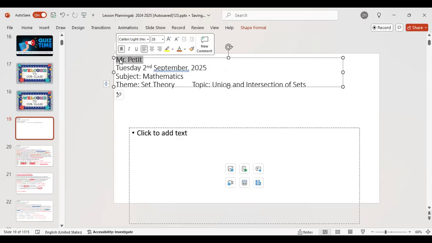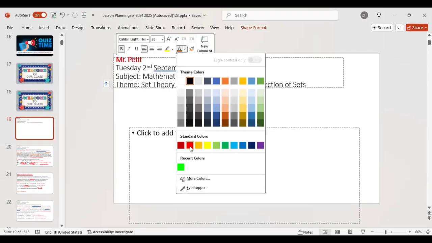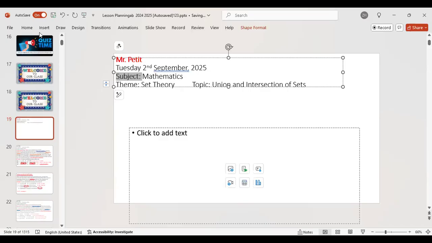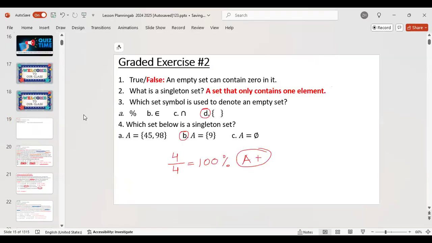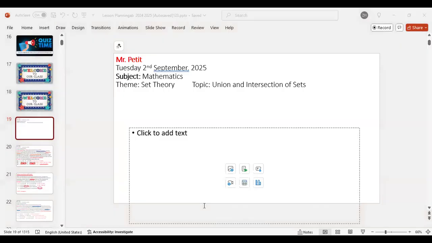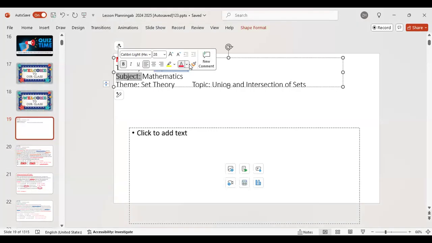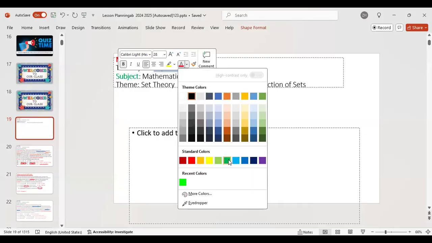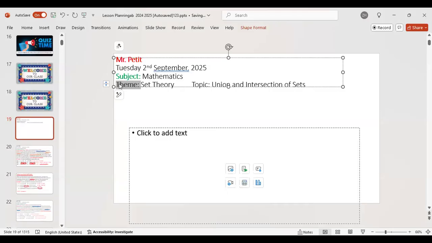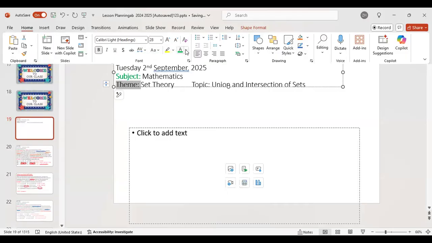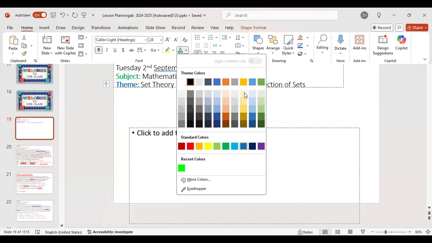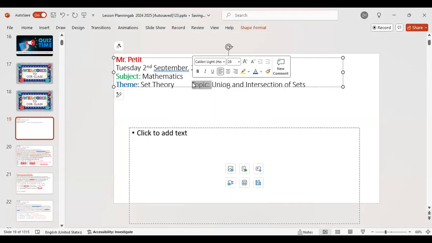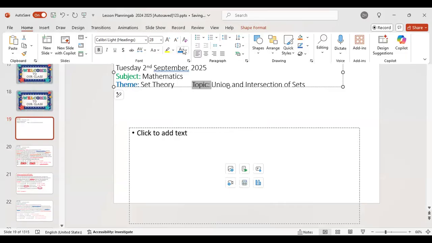How many persons have ever learned union and intersection of sets? You've heard that before? Ashanti, good. So this might just be review for you. Is there anyone who has never heard of union and intersection of sets? Rihanna, Amari. Okay, so for those of you who have never heard of it, it'll be new. For those of us who know it, it'll be review. As we move on, we can get into the more complicated stuff that we need to do.